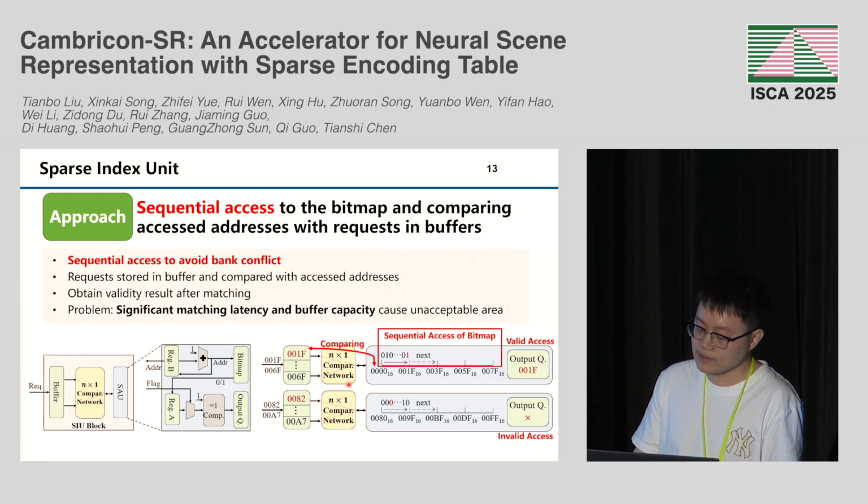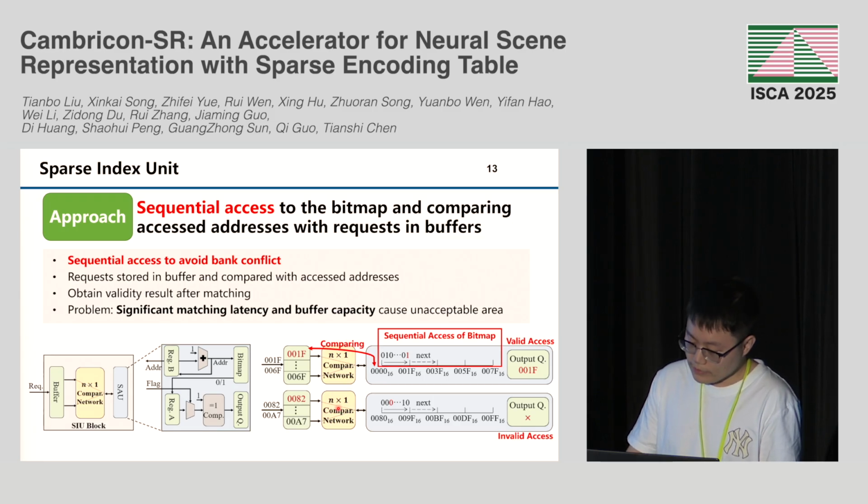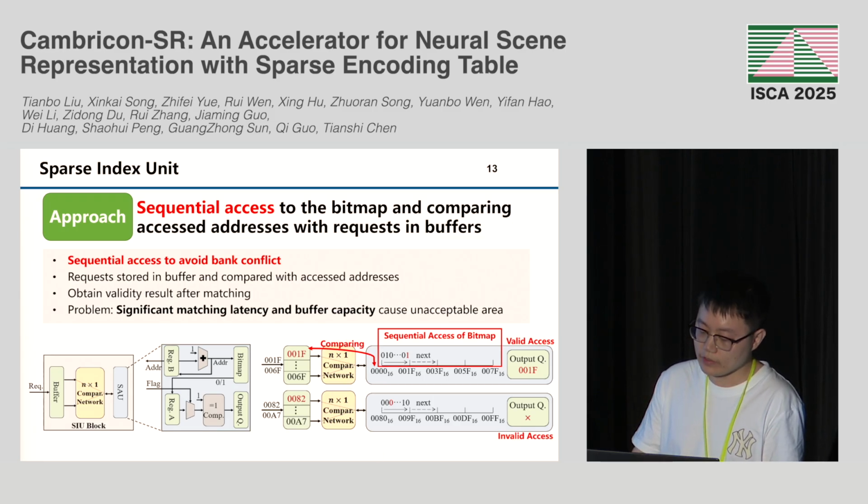The valid memory accesses are stored in the output queue for further processing, while the invalid memory accesses are filtered out. However, this solution introduces a significant matching latency, and the large latency brings a huge buffer capacity requirement. As a result, the total area overhead reaches around 400 square millimeters, which is unacceptable for practical implementation.